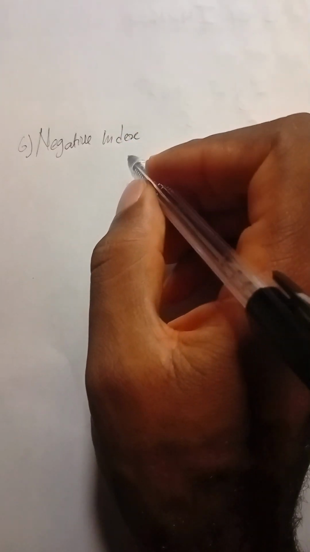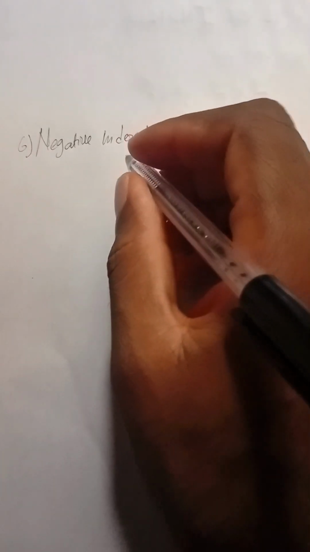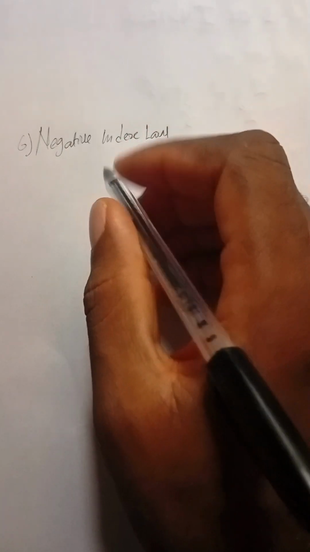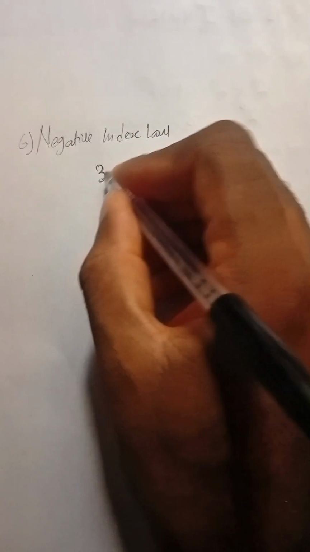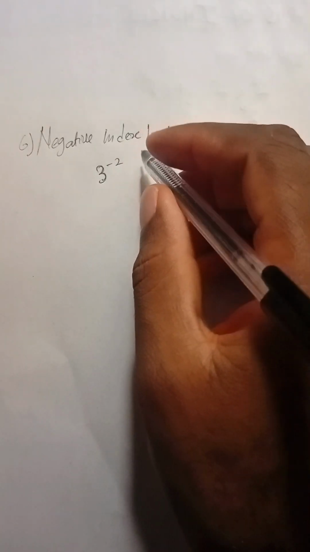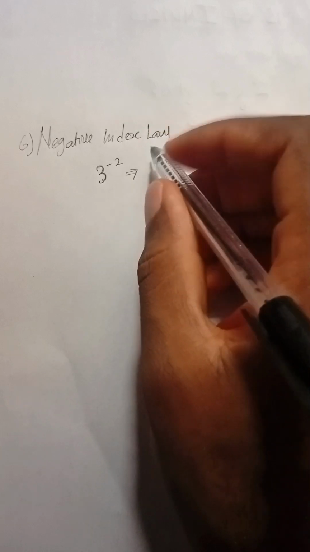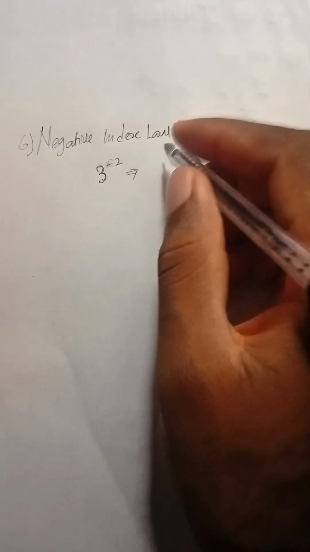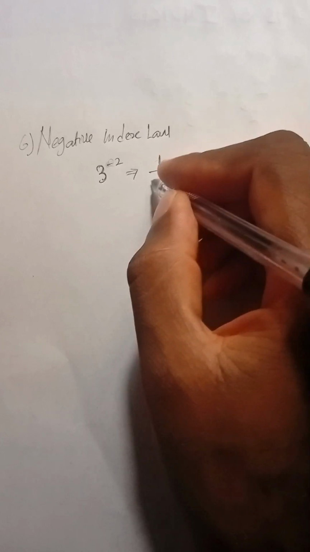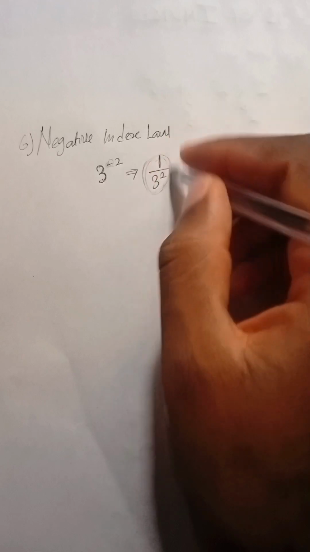So our sixth law here will be the negative index. Negative index law. This is our sixth law. So negative index, when we have a number raised to a negative power, minus 2 for example, this can be expressed as a fraction. And when we express it as a fraction, we eliminate the negative sign. So this will be 1 divided by 3 raised to the power of 2. So this is a negative index.